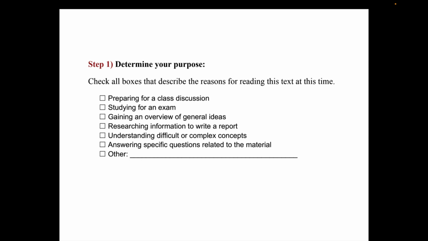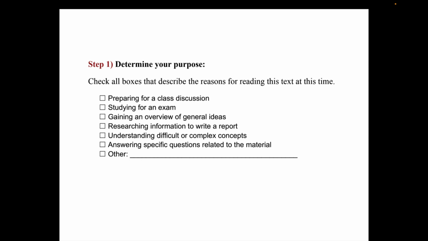For this step, I've included a few suggestions to give you ideas about possible reasons that you might be reading a text. You can choose as many answers as you think apply. Perhaps you're reading this assignment to study for an exam or to get a general overview for class. Maybe you're rereading a passage that was particularly difficult to understand, or you're gathering research for a paper that you need to write. You may only be reading an assignment because the teacher assigned questions that you need to answer.